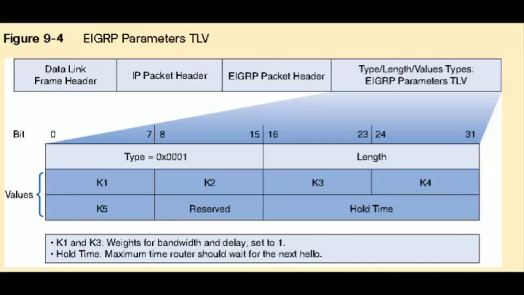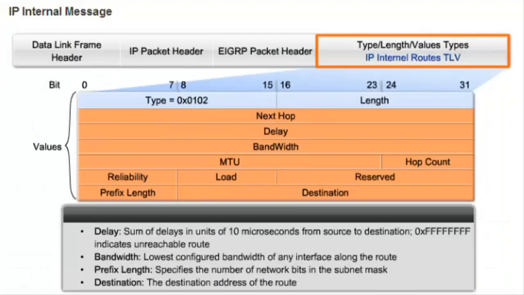It also delivers the hold time, the amount of time that a receiving neighbor should wait before considering the advertising router down. This is the IP internal message. The IP internal message is used to advertise EIGRP routes within an autonomous system. Important fields include the metric fields, delay and bandwidth, the subnet mask field, and the destination field.